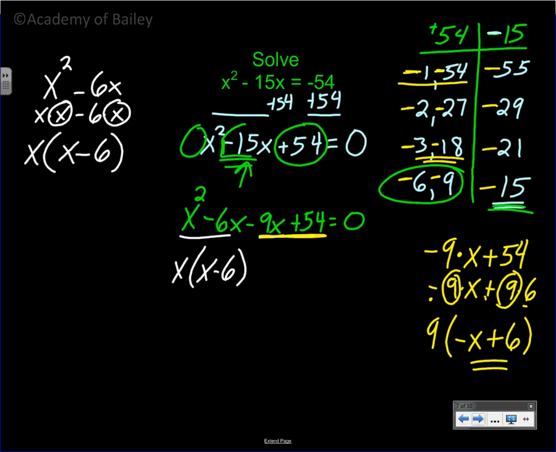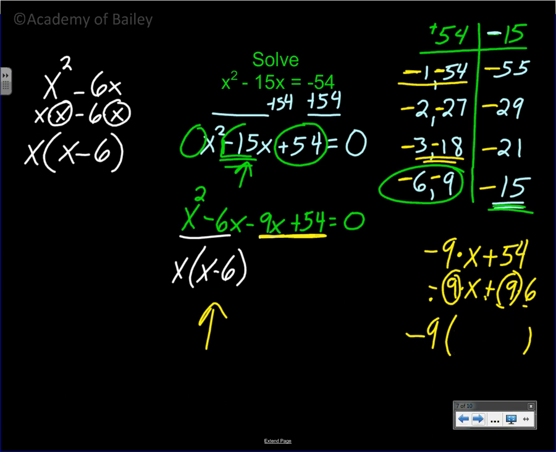I'm looking at this parentheses compared to this parentheses, and they're not the same. But remember, their signs are different. So in order to make this one x minus 6, all we have to do is pull out a negative, and let me show you that. That makes this positive, because you pull out a negative, and then that makes this 6.